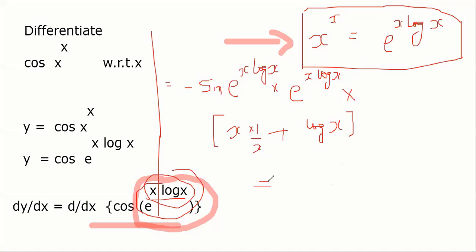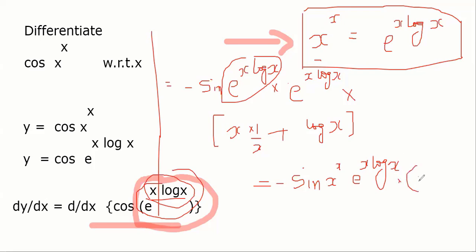So finally, my question becomes minus sine of e to the power x log x. Anyway, I can again convert that into x to power x, because finally I am solving. I can write this as x to power x again. So minus sine of x to power x into e to power x log x into 1 plus log x. That is the final solution.